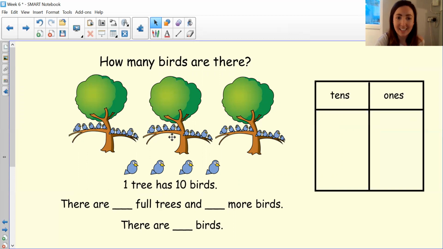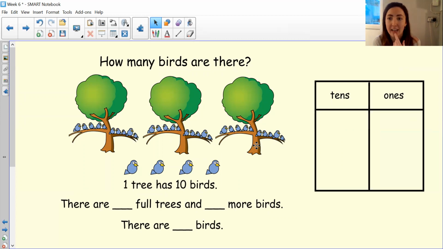And if we look across, it looks the same, doesn't it? The birds are in the same place, so there must be 10 as well. And this tree, yeah, all the birds are in the same places. So all 3 of those trees have 10 birds. Okay, there are some extra birds as well, though, aren't there? How can we work out how many birds there are?